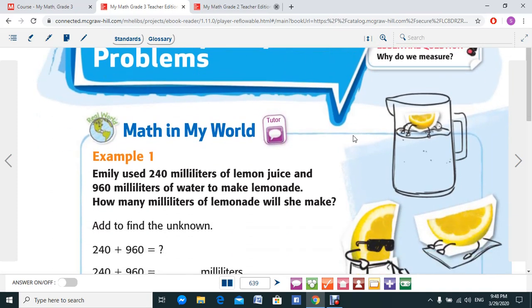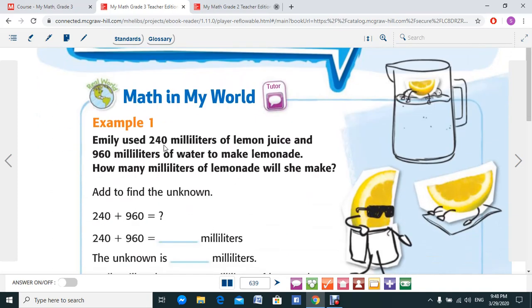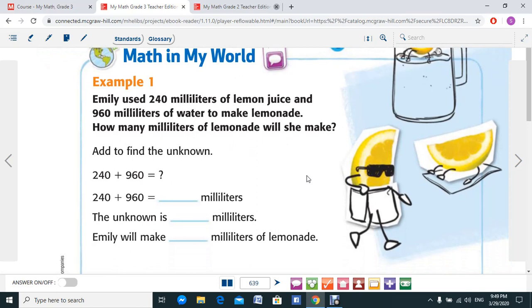Example 1. Emily used 240 milliliters of lemon juice and 690 milliliters of water to make lemonade. How many milliliters of lemonade will she make? First, think about the components of this lemonade. She used two components. The first is lemon juice, and the second component is water. So, what is the capacity of lemon juice that she used?